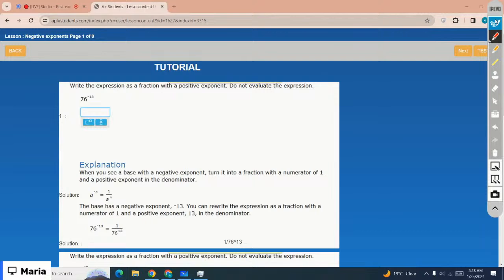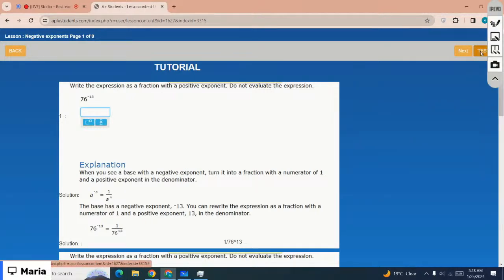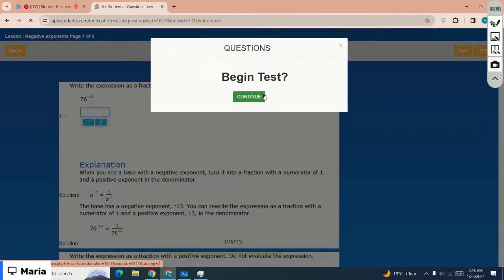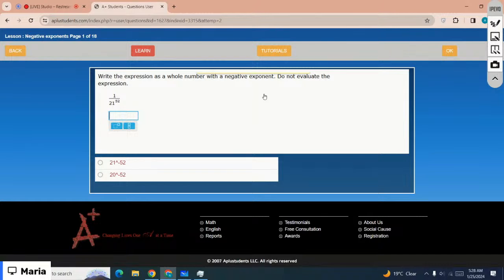Let's just start with the test questions. So basically, if you are given a negative exponent, you can make it positive by writing it in the denominator, right? Write the expression as a whole number with a negative exponent. Now you are given the positive exponent, that is 1 divided by 21 exponent 52, you have to write it with a negative exponent, right?